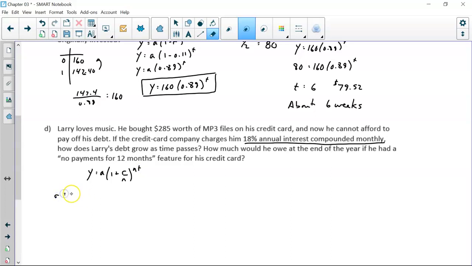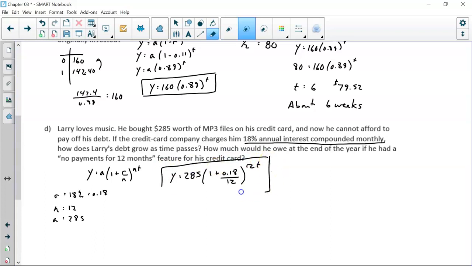So the rate is 18%, which is 0.18, and N is 12. And our initial is 285. So our model, Y equals 285 times 1 plus 0.18 divided by 12 to the 12T. That's the model. We can use that for any number of years we want to.